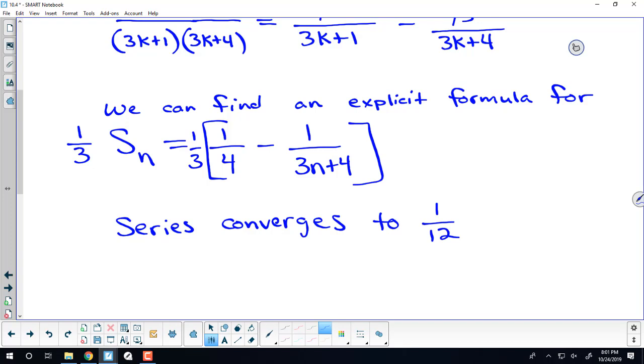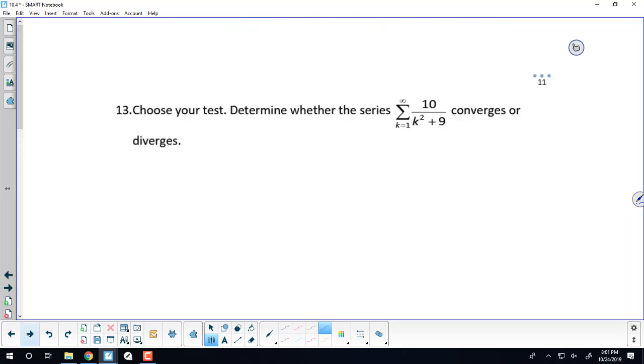Geometric and the telescoping series are the only ones in general that we can determine what they actually sum to with these particular methods. So one's 12. Okay. So if you do try to work that and get stuck, just please ask.